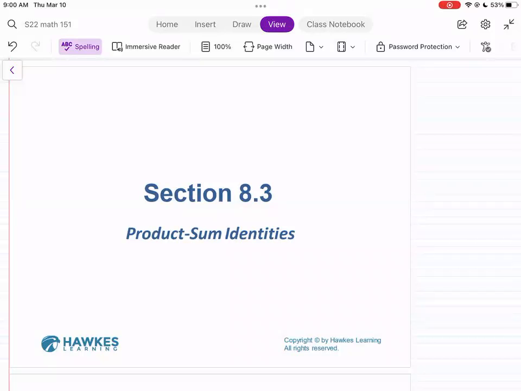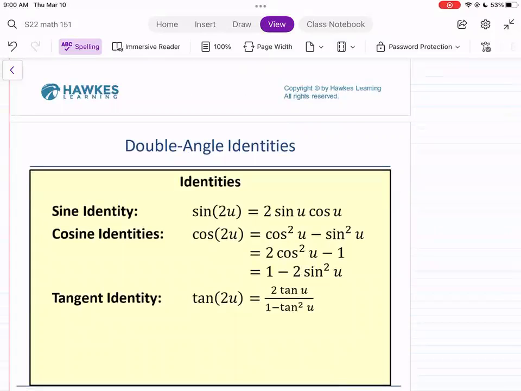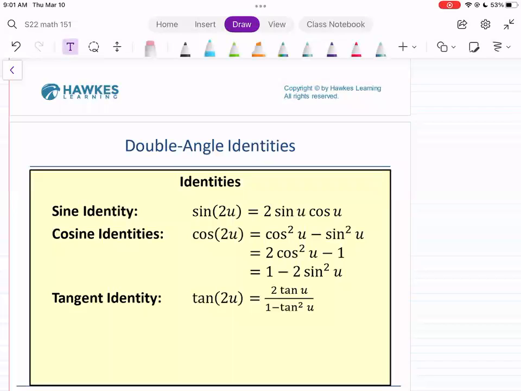The first set of identities we're going to look at are what are called the double angle identities. Here's the list of the double angle identities. Notice all that's happening is we are doubling whatever angle it is that we're looking at to take the sine or the cosine of. So let's prove just one of these.